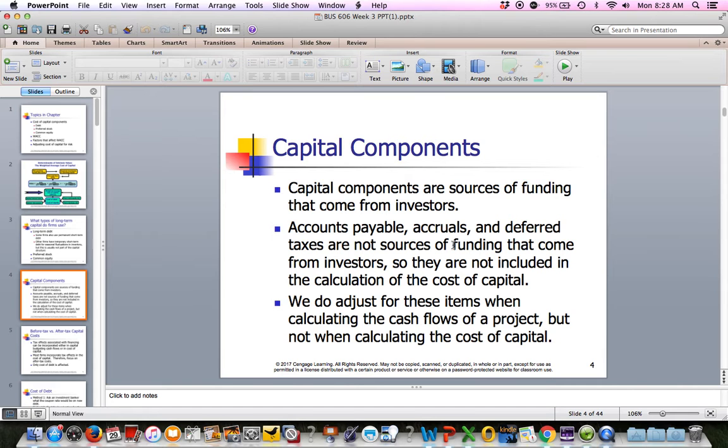So accounts payable, just short-term trade payables. I'm a retailer. I buy inventory from my supplier. I've got 30 days to pay them back. And accruals just happen as an accounting rule, basically to match revenues earned to expenses incurred in the same accounting period. That's what accruals are. And deferred tax is kind of the same thing. It's just matching your tax liability to your federal tax return. So we really don't take those into account when we're computing the WACC and things like that.